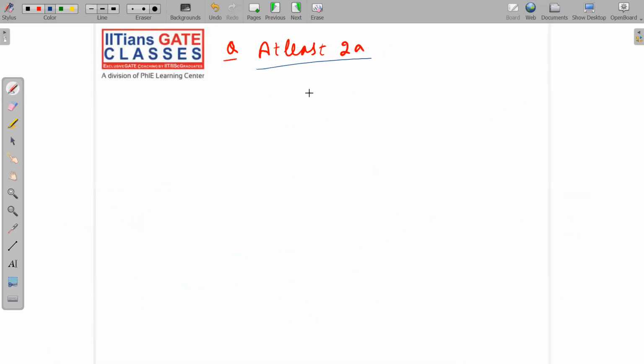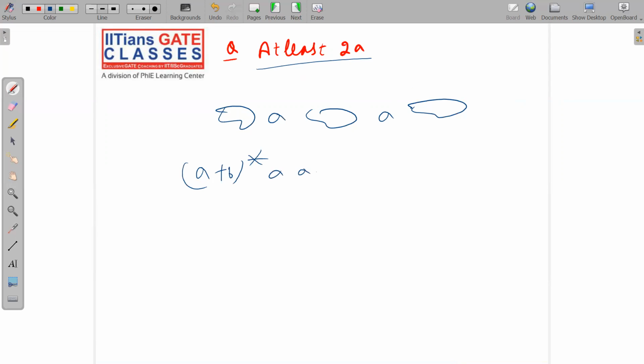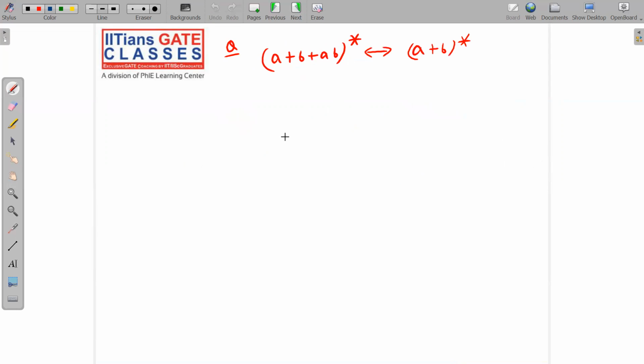Next, at least 2A. At least 2A means you will say like this: you can get anything, then A, anything, A, anything. So A plus B whole star, A, A plus B whole star, A, A plus B whole star. That is at least 2A. Next, A plus B star is equivalent to A plus B whole star. You will say, sir, no, this is not true.